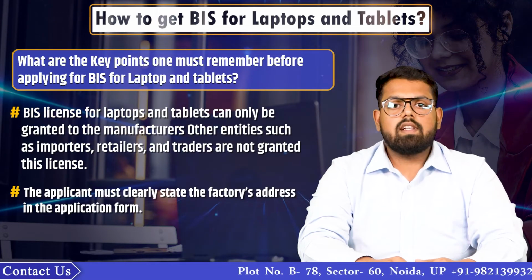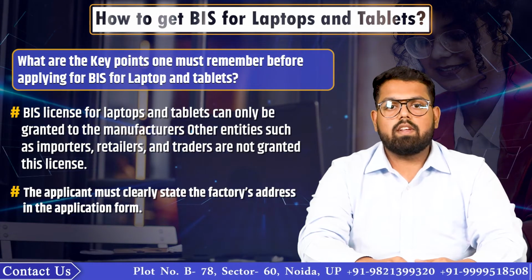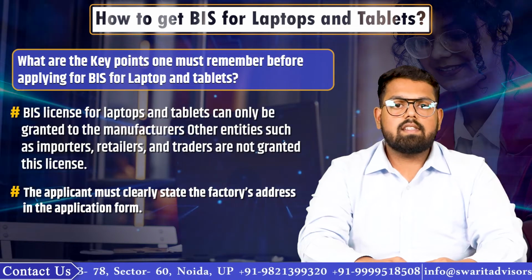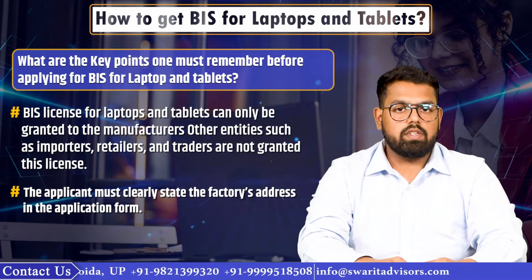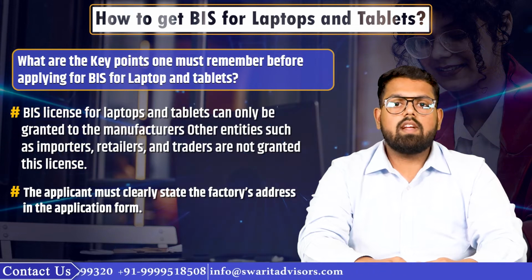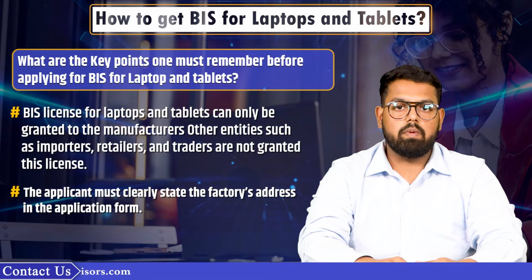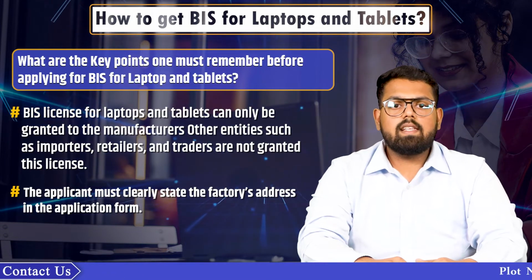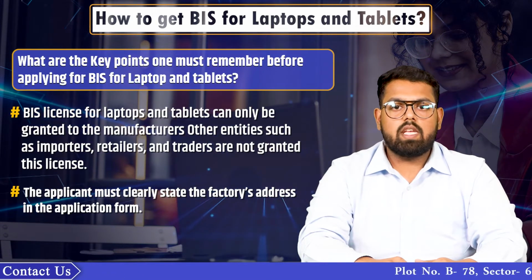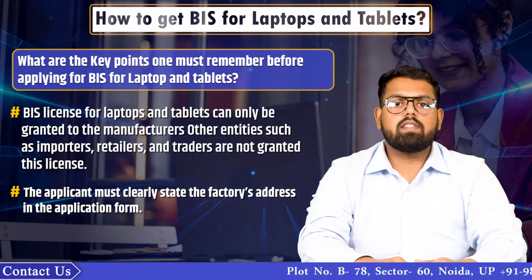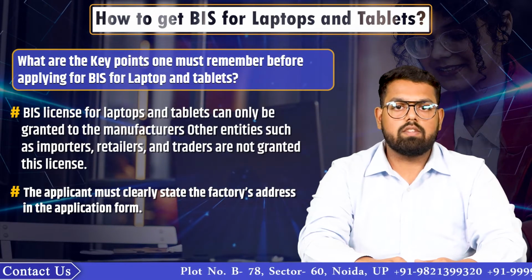The applicant must clearly state the factory's address in the application form. Once the license is granted for a particular site, it cannot be changed. If there is a change in the address of the manufacturing unit, then a fresh application for the license has to be made. In case there are multiple manufacturing units of the same equipment, then the entity must make a separate application for each of the addresses to the BIS.